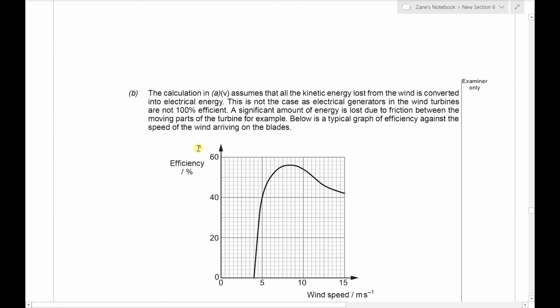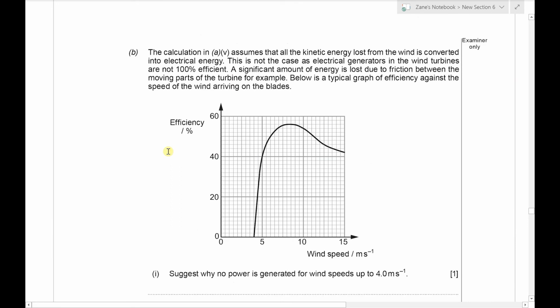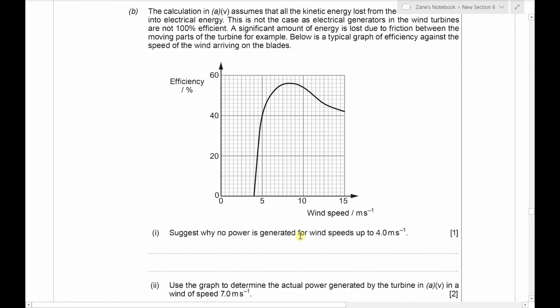The question continues by giving us a graph of the efficiency of the wind turbine at different speeds. And we'll notice here on the graph that there is zero efficiency at any speed less than 4 meters per second. And the question asks us why that is. Well, wind speeds of less than 4 meters per second aren't going to be fast enough to turn the turbines to be able to overcome friction. So just say something like the wind doesn't provide a big enough force to overcome friction.